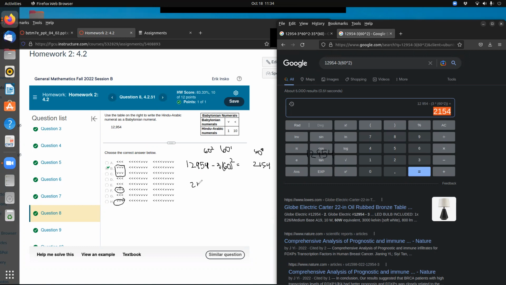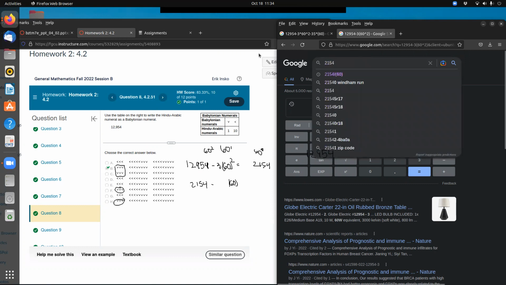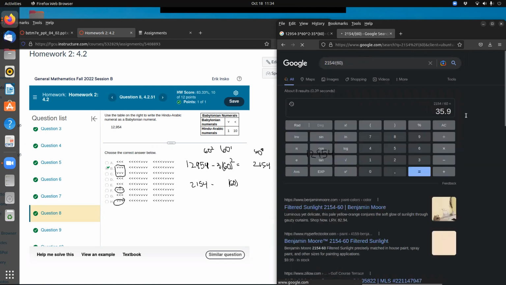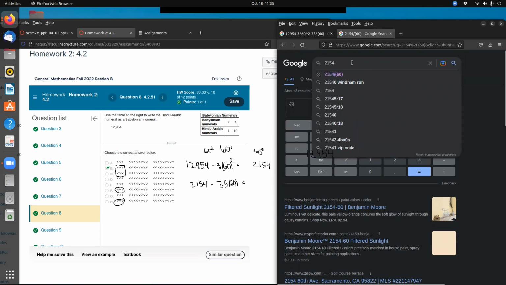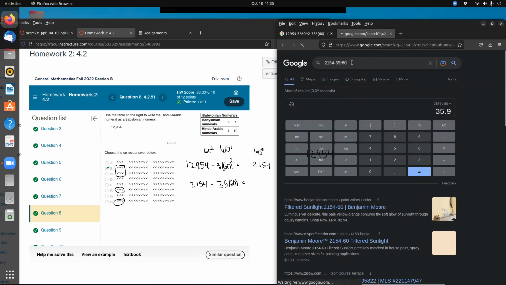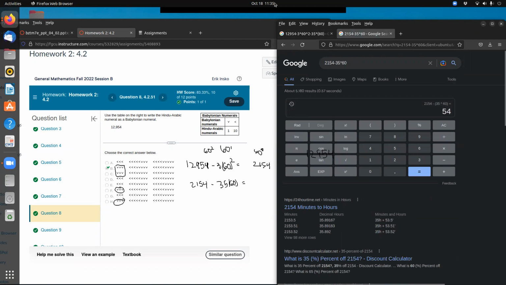And now I'm going to do the same thing. I have 2154 and I want to know how many times 60 divides that. So stop annotating. 2154 divided by 60 gives me 35.9. So that tells me that this should be a 35 times 60. Okay. So 2154 minus 35 times 60 is going to give me some number less than 60, gives me 54. So that's my remainder. And then that tells me this last digit needs to be 54.